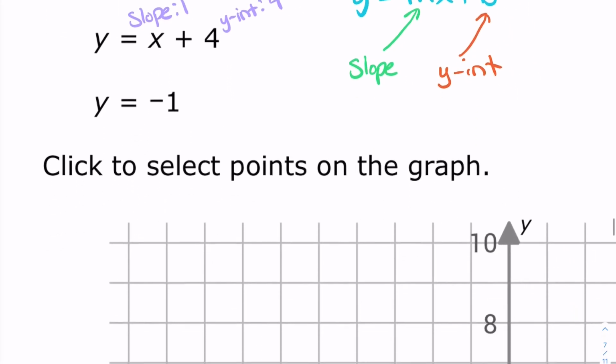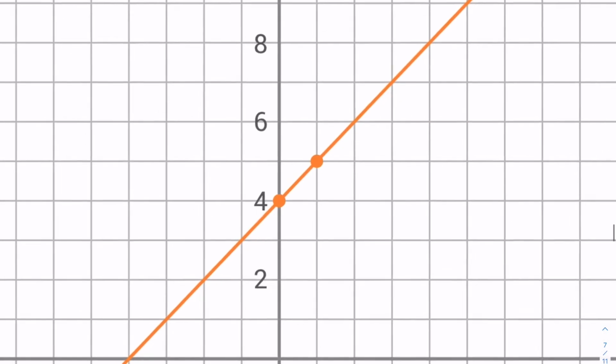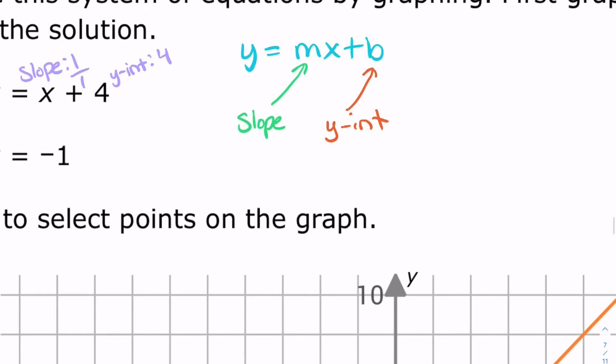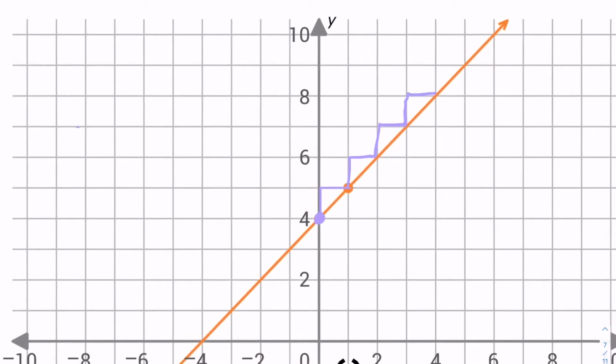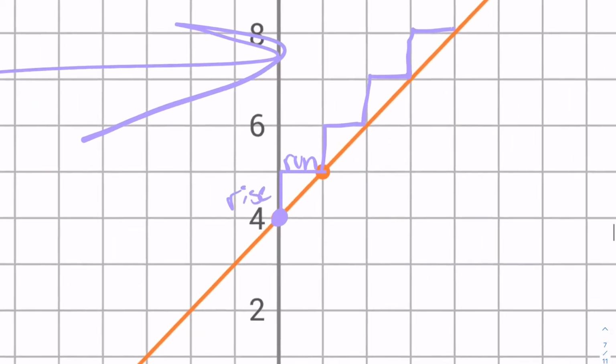So let's look at what that looks like. We're going to start at 4, and we are going to go up 1 and over 1, because our slope is rise over run. It's 1, so I can write this as 1 over 1 if I wanted. It's the same thing as just 1. So up 1, over 1, up 1, over 1, up 1, over 1. And you notice that we read the graph from left to right, and we do rise first, over run second. And so this is an example here.